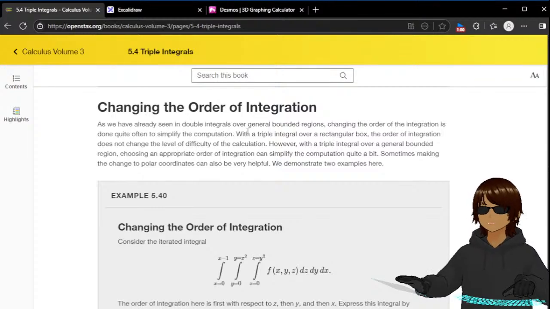As we have already seen in double integrals over general bounded regions, changing the order of integration is done quite often to simplify the computation. With a triple integral over a rectangular box, the order of integration does not change the level of difficulty of the calculation. However, with a triple integral over a general bounded region, choosing an appropriate order of integration can simplify the computation quite a bit. Sometimes making the change to polar coordinates can also be very helpful.